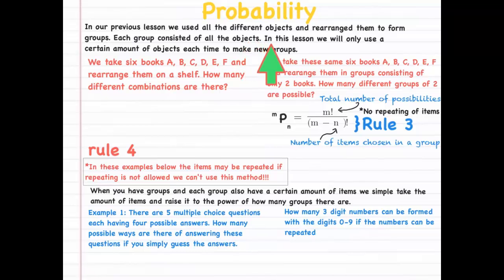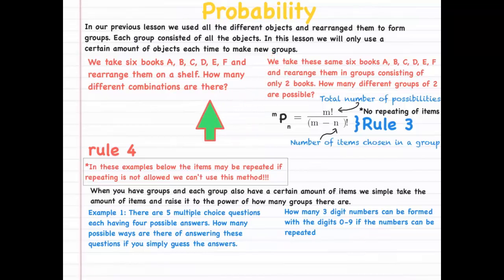Now in this lesson, we will only use a certain amount of objects. So if we had a word, for example, sand, we will only use maybe 2 of the letters to make new groups. And then we want to see how many different groups can we make without using all the letters, for example, of a word.